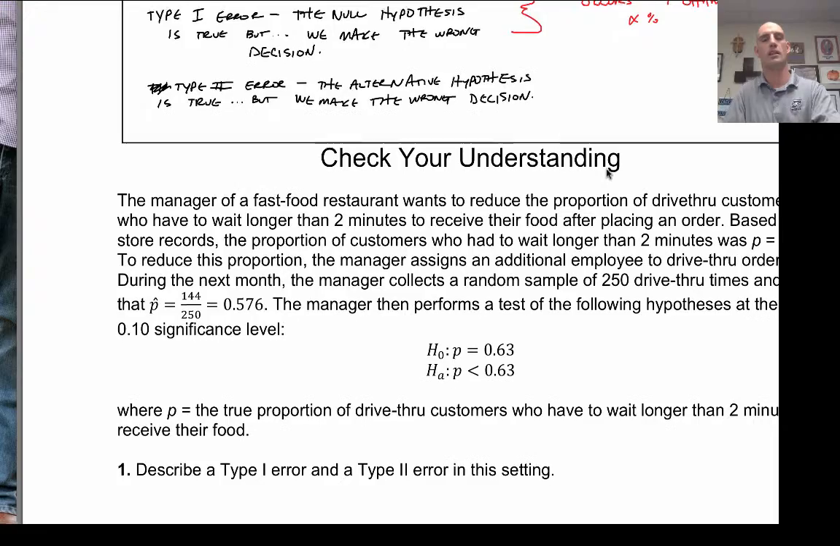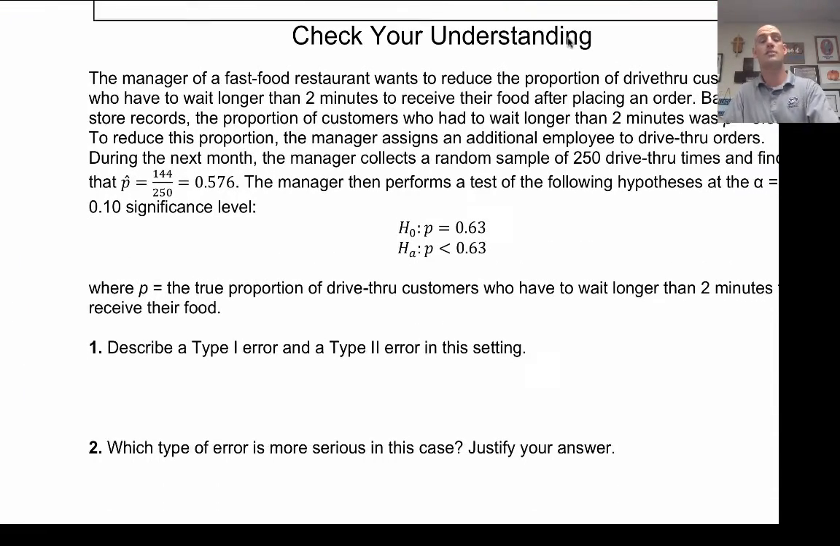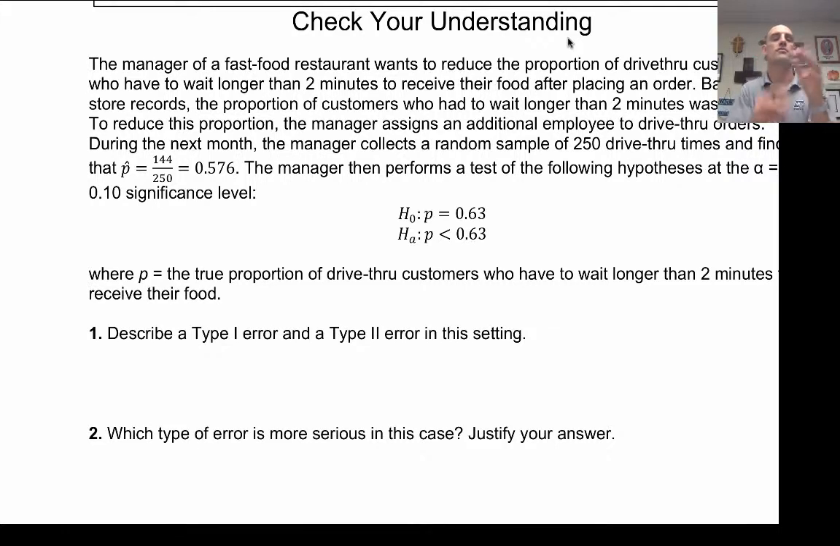So let's look at a specific example that can help us understand what the types of errors are. So here's a straightforward example. Manager of a fast food restaurant wants to reduce the proportion of drive-through customers who have to wait longer than 2 minutes to receive their food after placing an order. Based on the store records, the proportion of customers who had to wait longer than 2 minutes was p equal to 0.63. To reduce this proportion, the manager assigns an additional employee to drive-through orders.